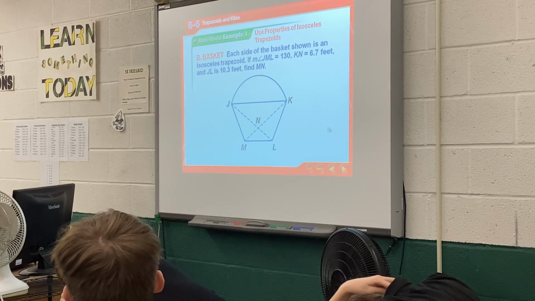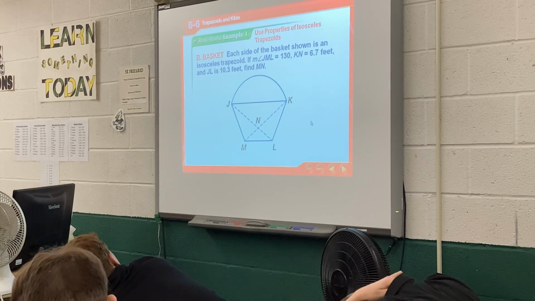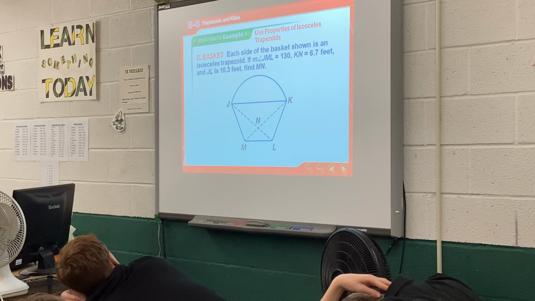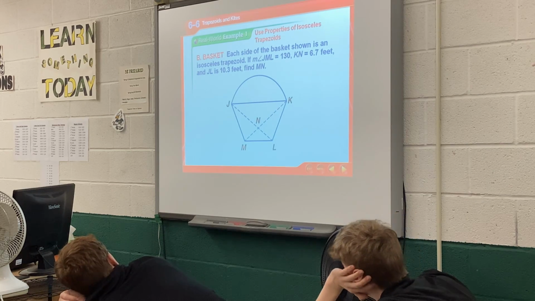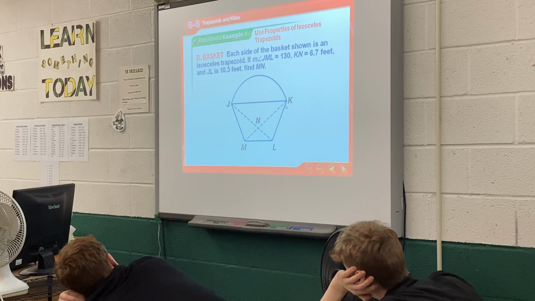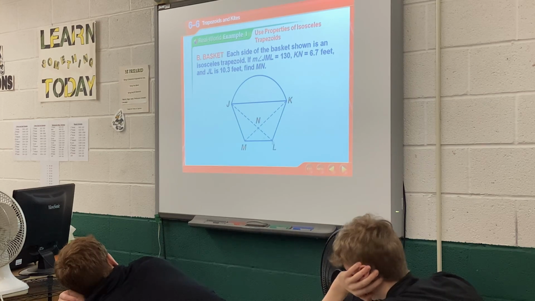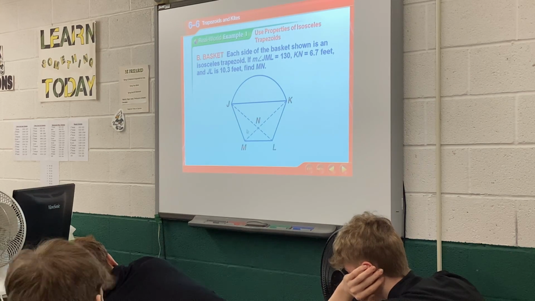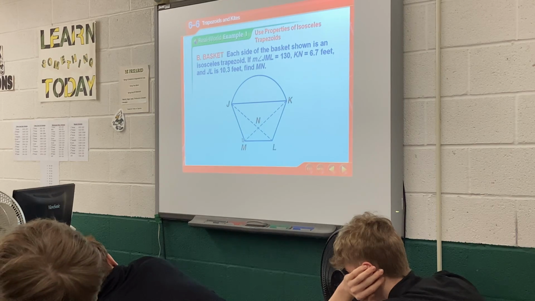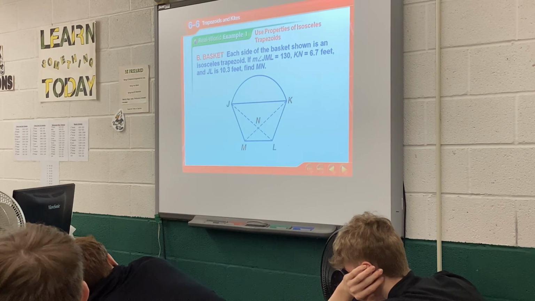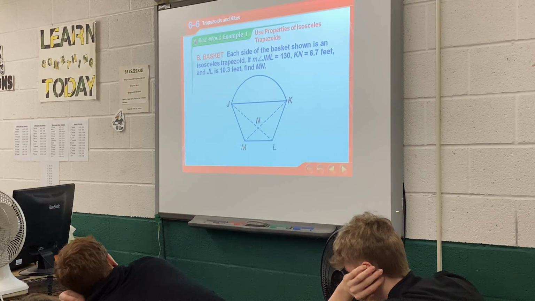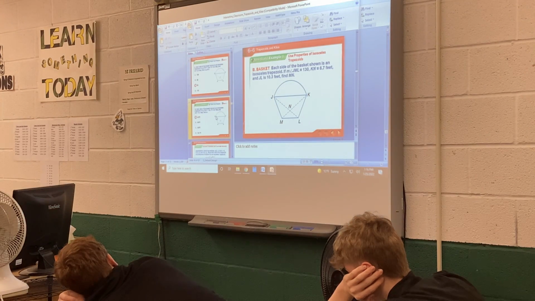All right, they say find MN. If KN is 6.7 and JL is 10.3, can I find MN? KN is 6.7. The whole thing over here is 10.3, but they want this little part. So just subtract them, because the diagonals are congruent. I apologize, no perpendiculars in that one.